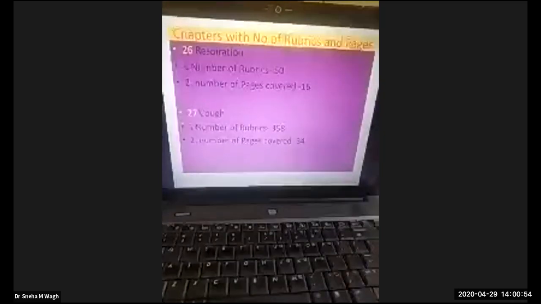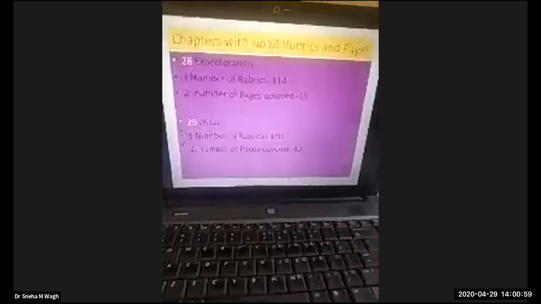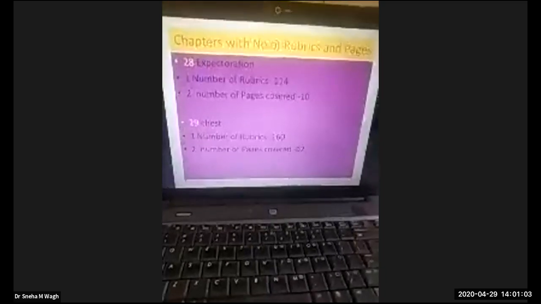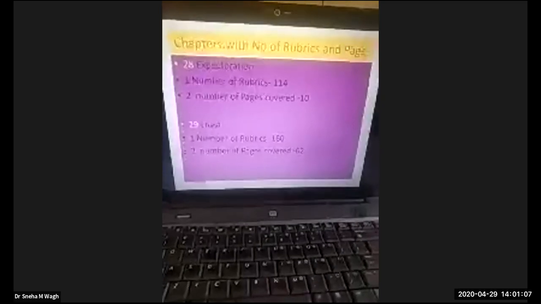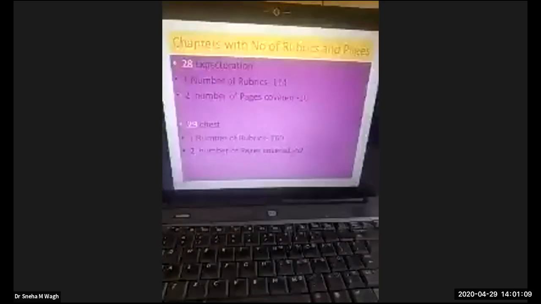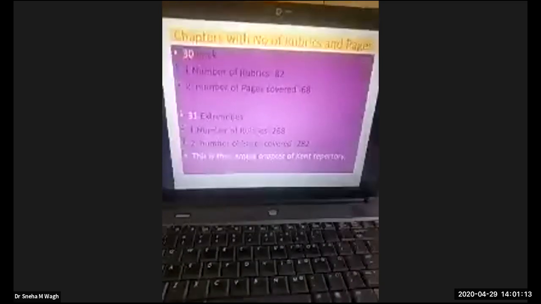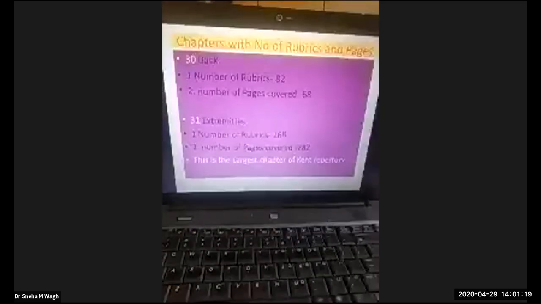The number of rubrics it has got is 358 and the number of pages covered is 34. Expectoration, number of rubrics 114 and number of pages covered 10. Chest, number of rubrics 160, pages covered 62. Back, number of rubrics 82 and number of pages covered 68. Extremities, number of rubrics 268, number of pages covered 82.